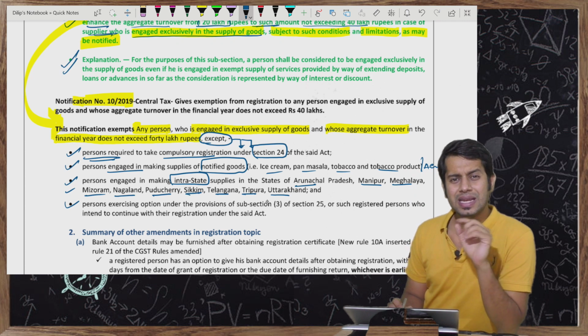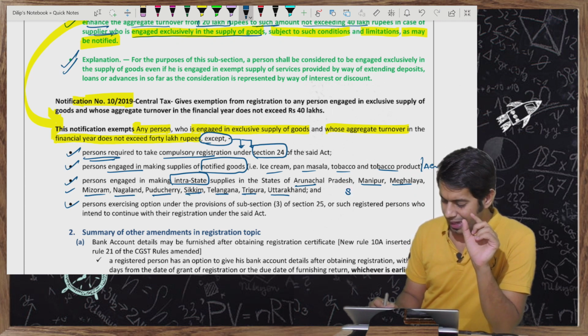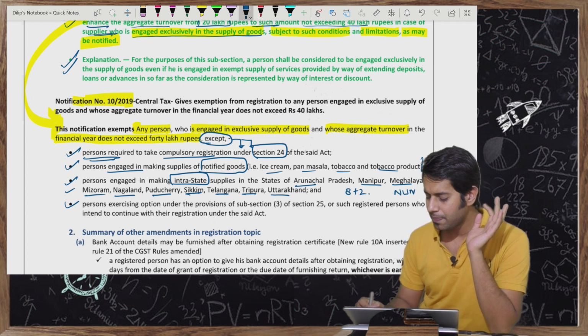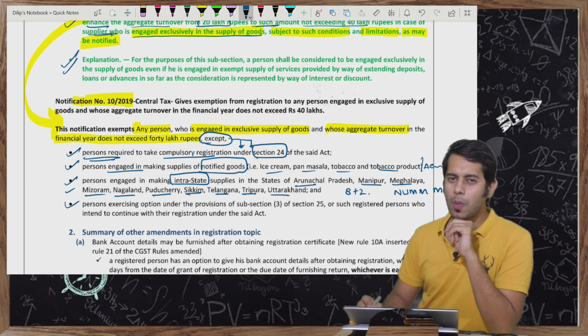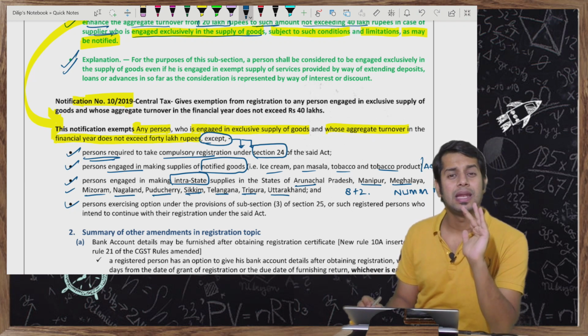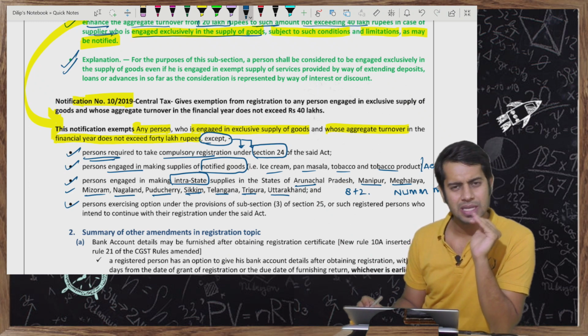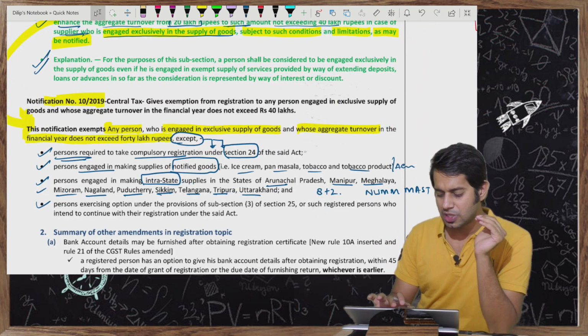If you remember, these states are 8 plus 2 states. Totally 10 states are there. The 8 states are the same as in our composition scheme. In composition scheme, we had seen that for 8 special category states, the limit of composition scheme is 75 lakhs. Which were those 8 special category states?